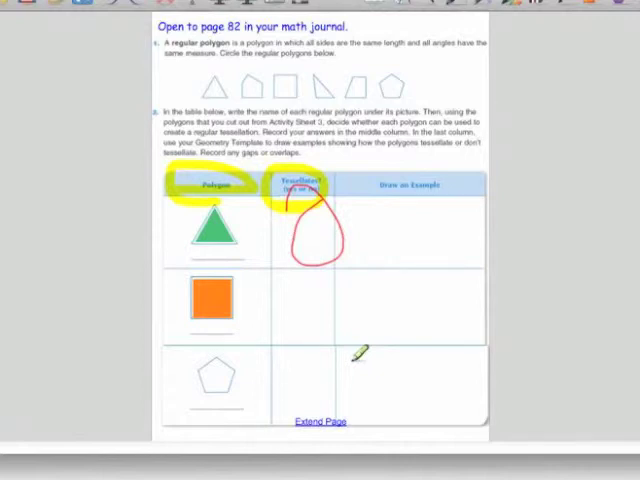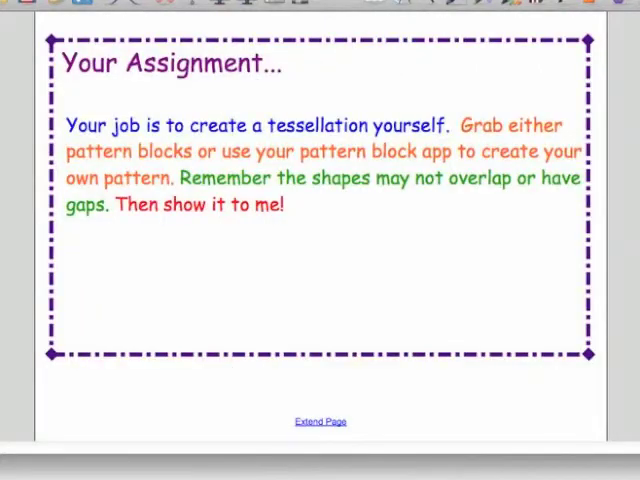Then have one of myself or Mrs. Conrad's check it. Okay, now that you're done with that, I want you to go back and make your own tessellations. And then when you get done, show it to me. Make sure there's no overlapping and no gapping, please. Go ahead and do that now. And after you finish, go ahead and work on your math boxes for this lesson.